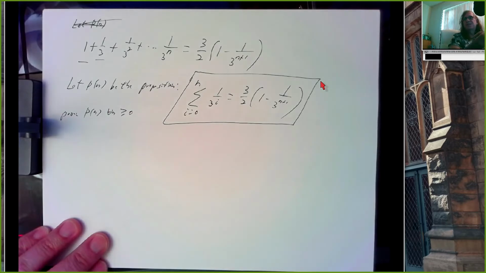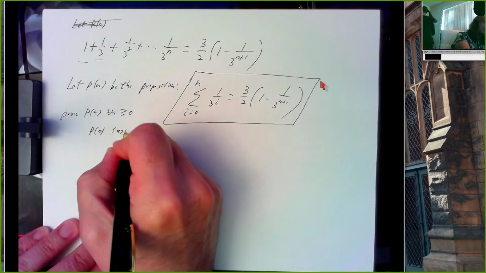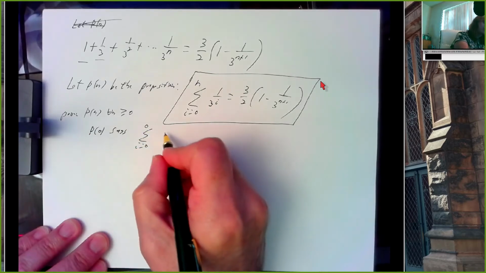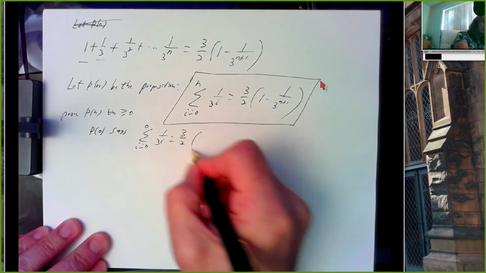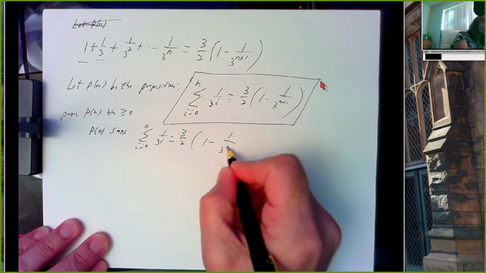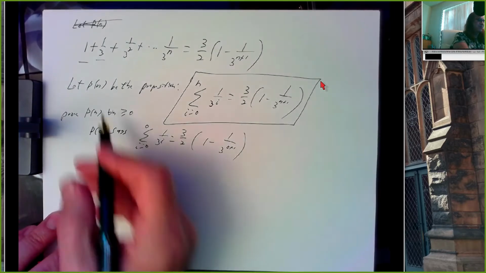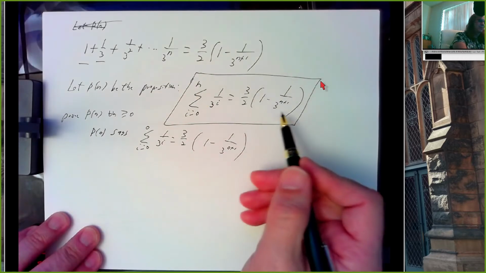So we need a base case. That's the case where n equals 0. So P of 0 says the sum from i equals 0 to 0 of 1 over 3 to the i equals 3 halves times 1 minus 1 over 3 to the 0 plus 1. That's just plugging in a 0 for n, right? This is what P of n is. P of 0, just plug a 0 in right there, right there.